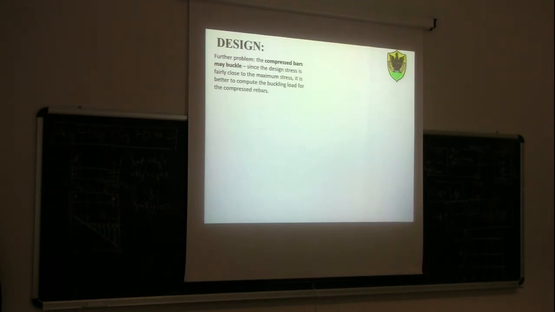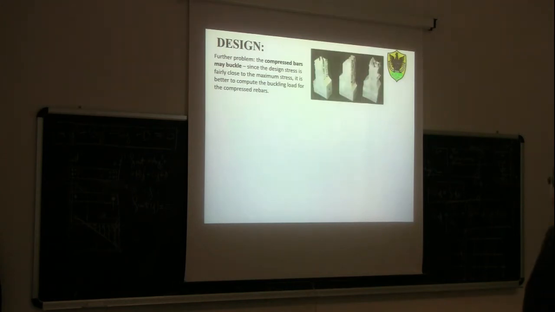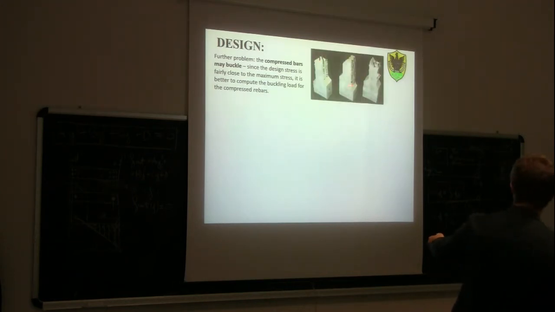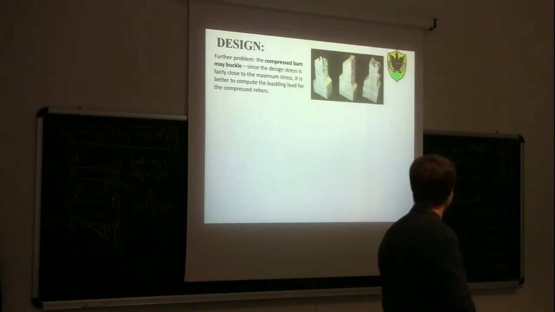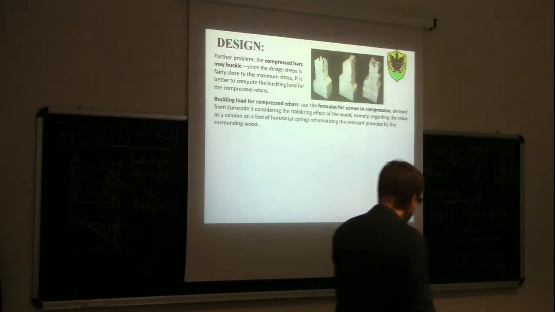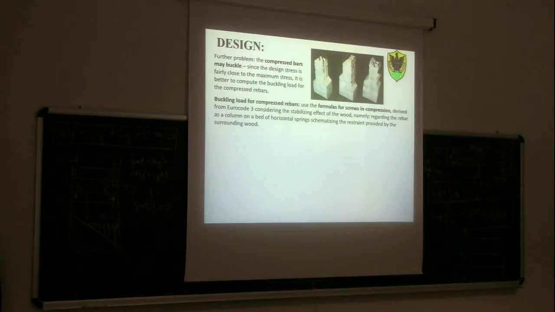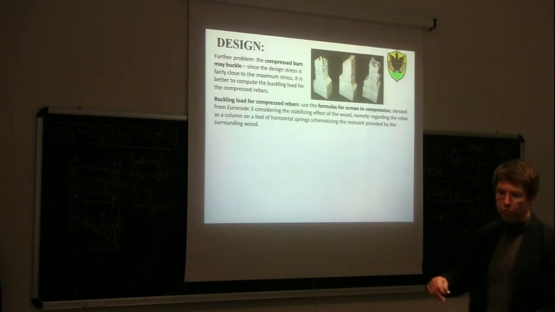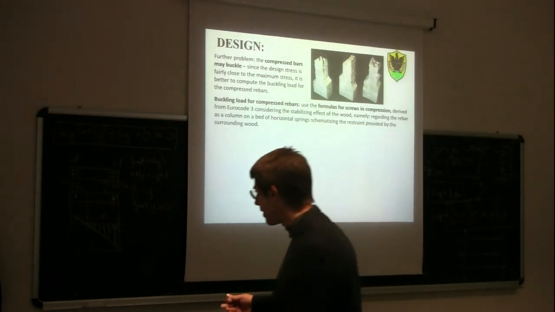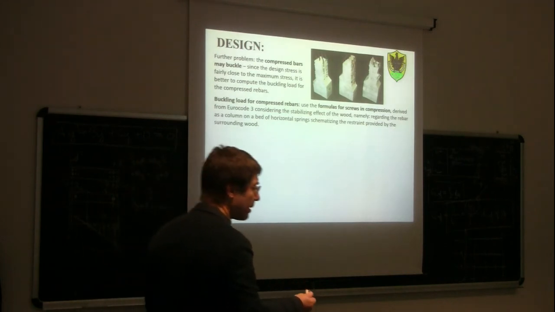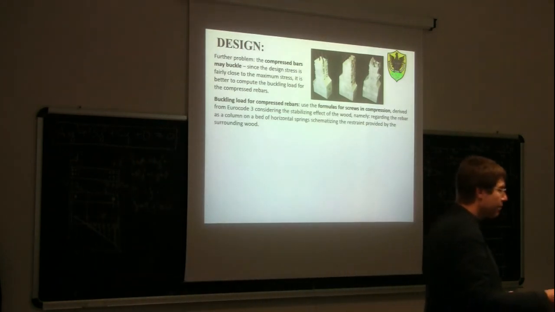So we need to avoid this kind of buckling effect that you can see here. In order to check the problem of buckling, we can use the formulas that we have already used for screws in compression, taken from the Eurocode 3. Basically, it is like having a beam subject to a compression load, but not free to buckle because it is surrounded by the wood, which acts as a bed of springs.